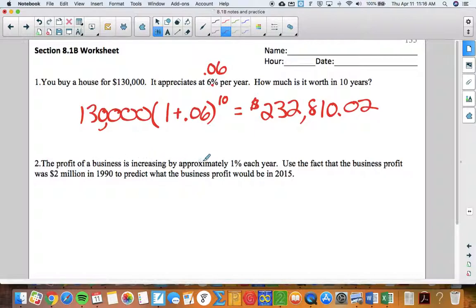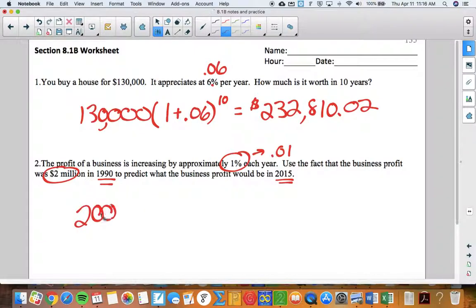Profit of a business is increasing by approximately 1% each year. Now that's going to be equal to 0.01 as a decimal. Use the fact that this business profit was $2 million in 1990. How much is the business profit going to be in 2015?